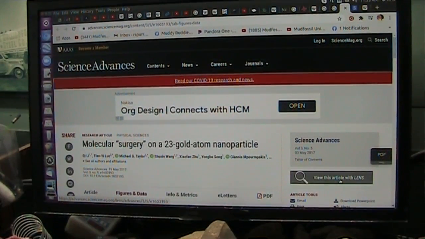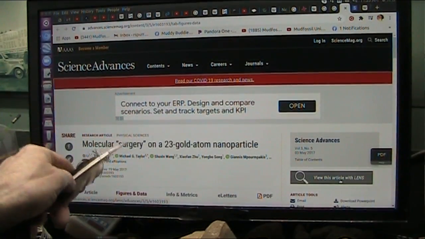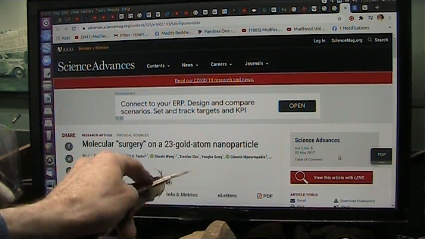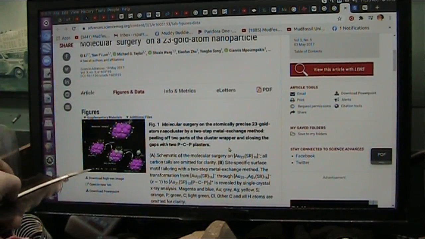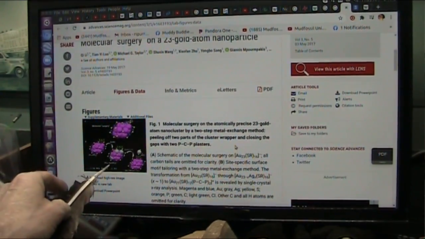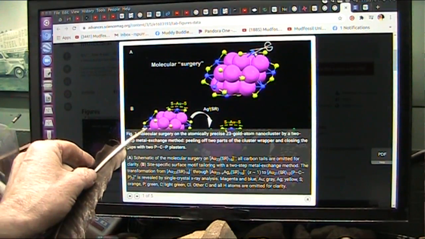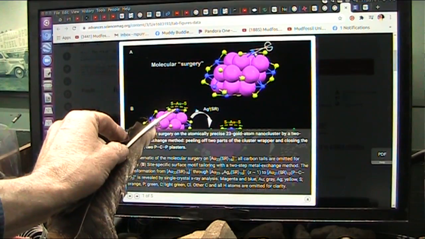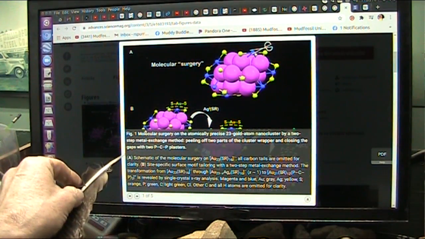Well, I just ran into this. I don't know if it has any real meaning, but they're talking about molecular surgery on a 23 gold atom nanoparticle. Now, they're trying to do something for some different purpose, but what I'm looking at here is they're talking about carbon and, well, sulfur, gold, sulfur, then you got a silver, a sulfur, hold on, what is this, hold on.